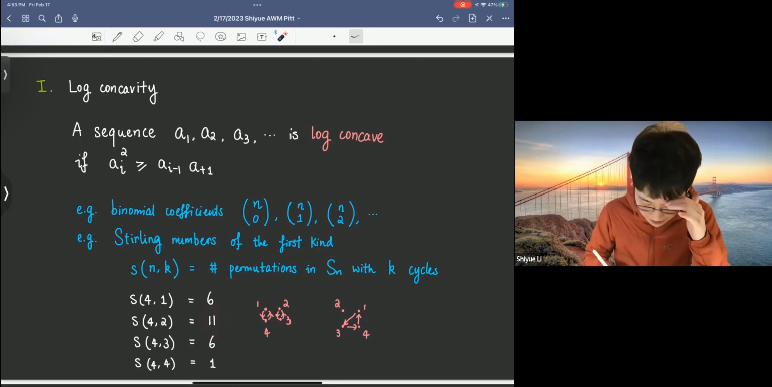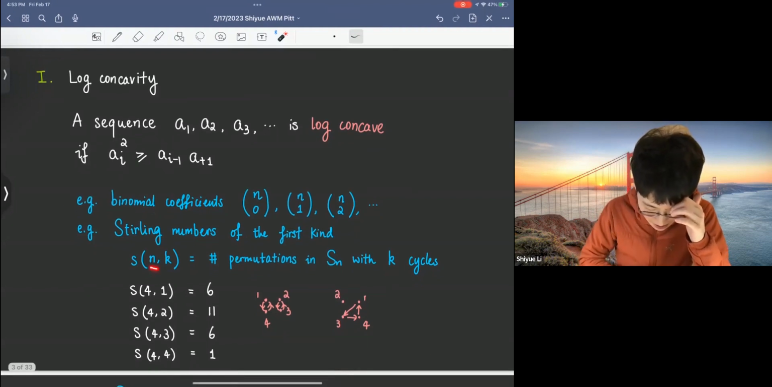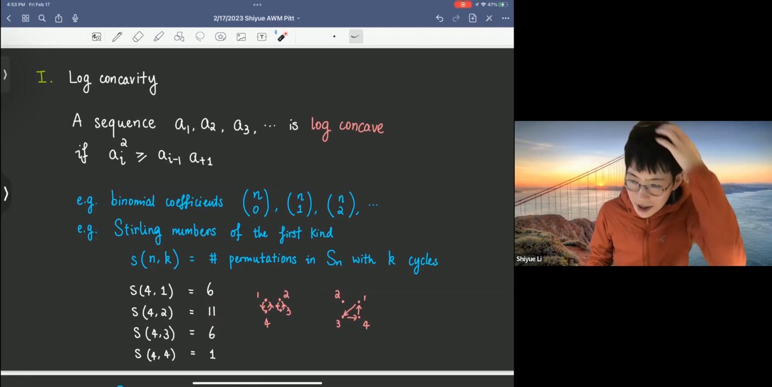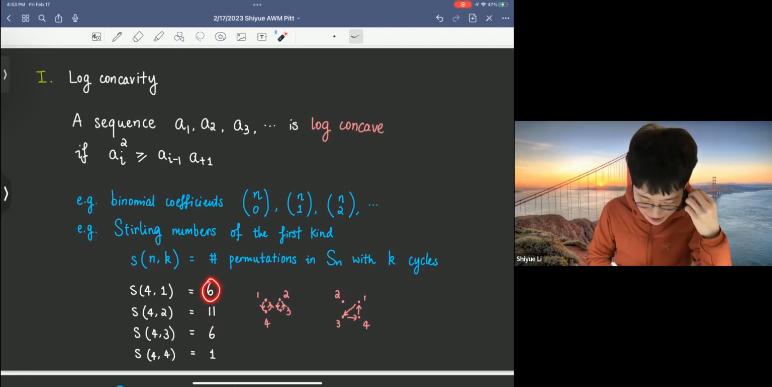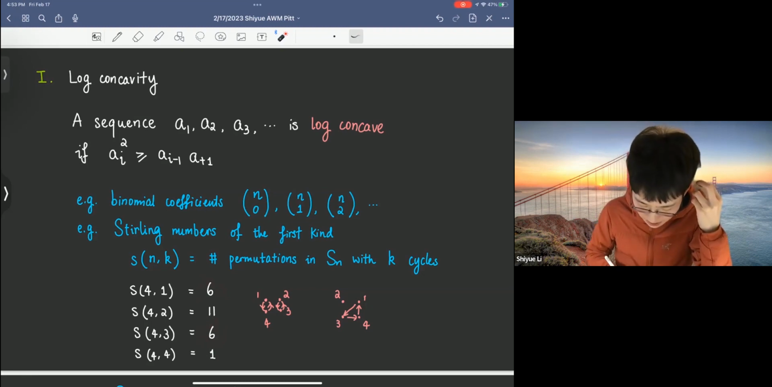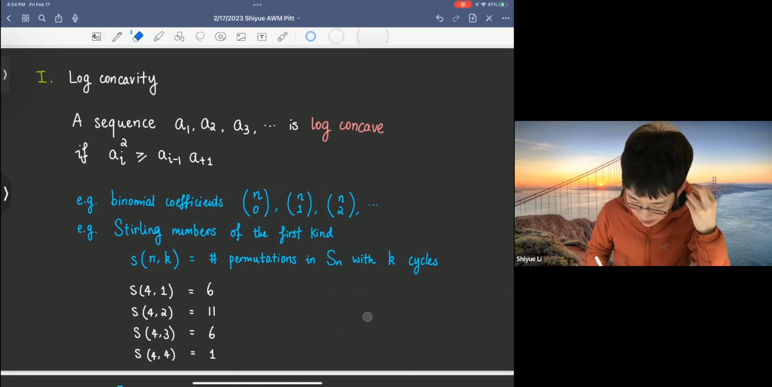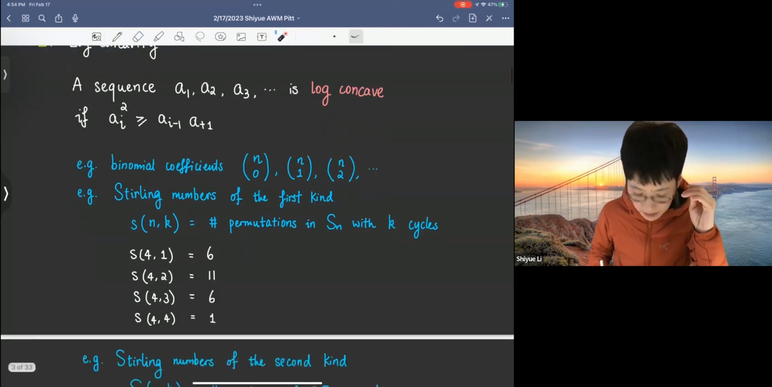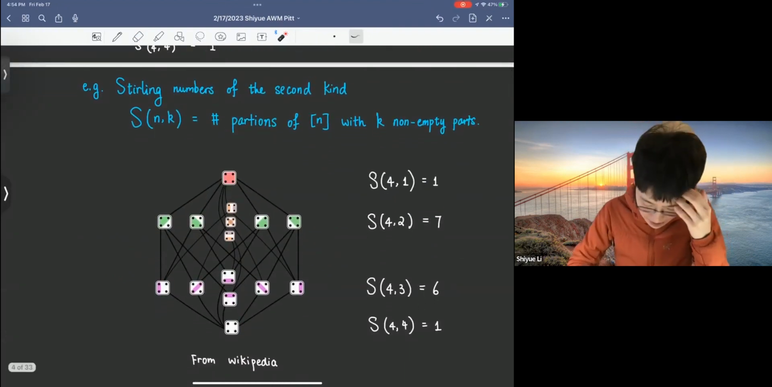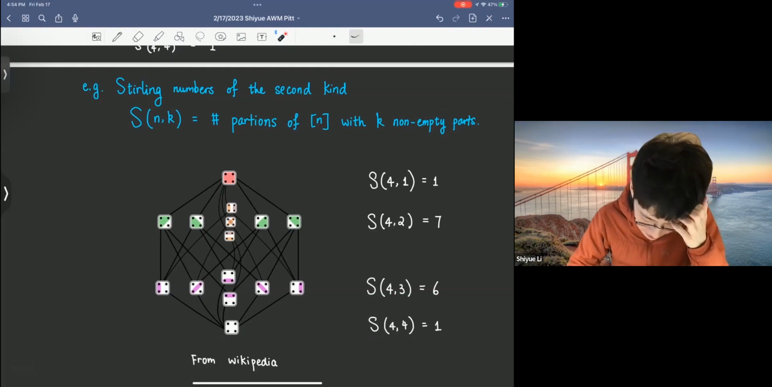Basically you do this kind of counting for every single n, and this sequence for n equals 4, I have put here. You can check that this is also log-concave. If you multiply 11 with itself, you get 121, and that's greater than 6 times 6, which is 36, for example. So this sequence is also log-concave, and it's very well known to be log-concave. There are proofs for this. And then a very closely related log-concave sequence is something called Stirling numbers of the second kind.